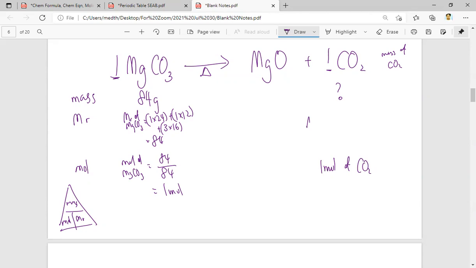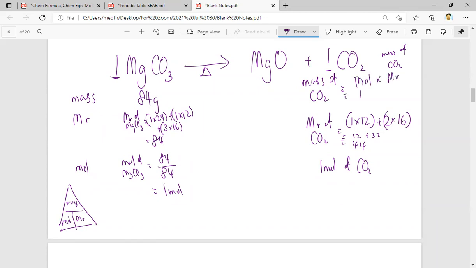Next, let's find the MR of CO2. This is equivalent to 1 times 12 plus 2 times 16, which is 12 plus 32, which equals 44. So MR of CO2 is 44. And now we can finally come to here, find the mass of CO2 formed. How to find mass? You take the mole times the MR. I know the mole is 1, I know the MR is 44. So the mass of CO2 produced is 44 grams.